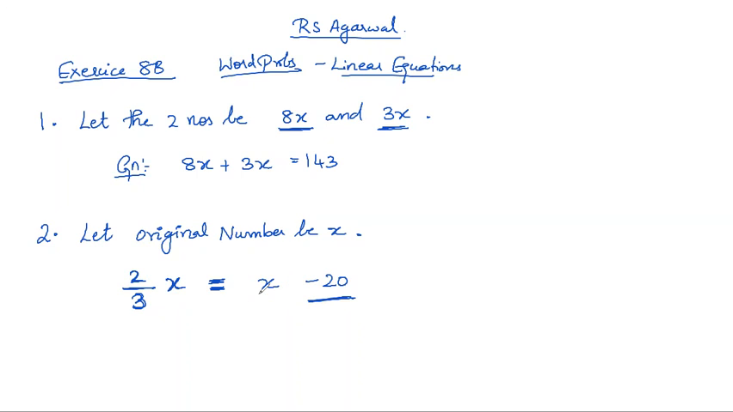So the original number is what? x. So it is x minus 20. So this is your equation. You have to solve for x and find what is x. That's all. Okay. Let us go for question number 3.